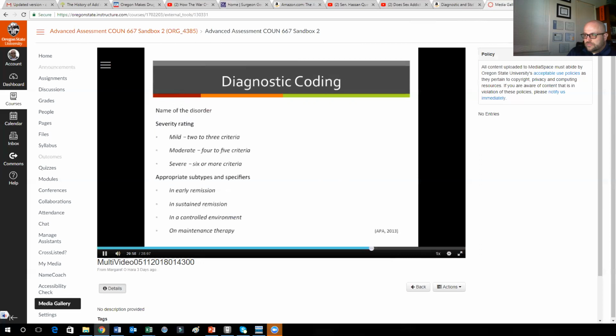In the diagnostic coding, the clinician would include the name of the disorder and then the specific substance. It would include the severity rating. Mild would be 2 to 3 criteria. Moderate is 4 to 5 criteria. Severe is 6 or more criteria. And then any appropriate subtypes and specifiers, such as an early or sustained remission, in a controlled environment, such as one being in treatment or incarcerated, and on maintenance therapy, such as with use of medically assisted treatment.